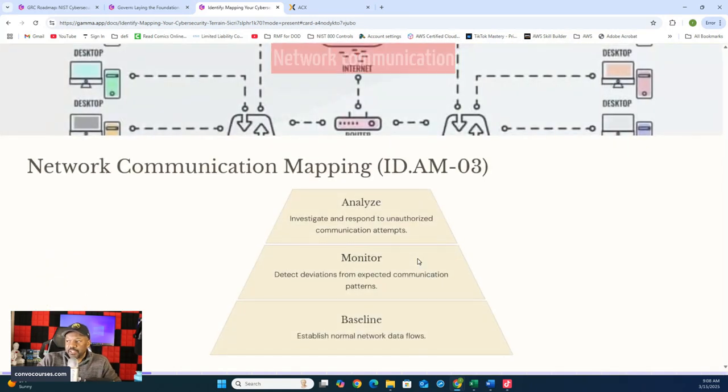Network communication, mapping the network communication is very, very important. Well, how do you do this? You do this with scanning, continuously monitoring, knowing what systems are actually, what IP addresses are attached to which systems. Network communication mapping is where this comes in.